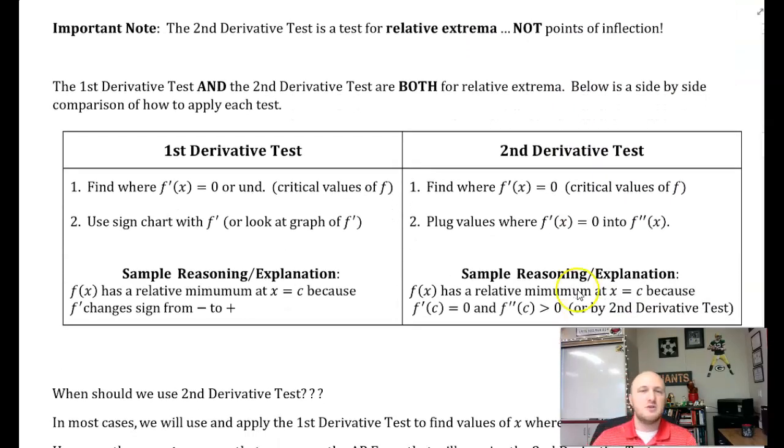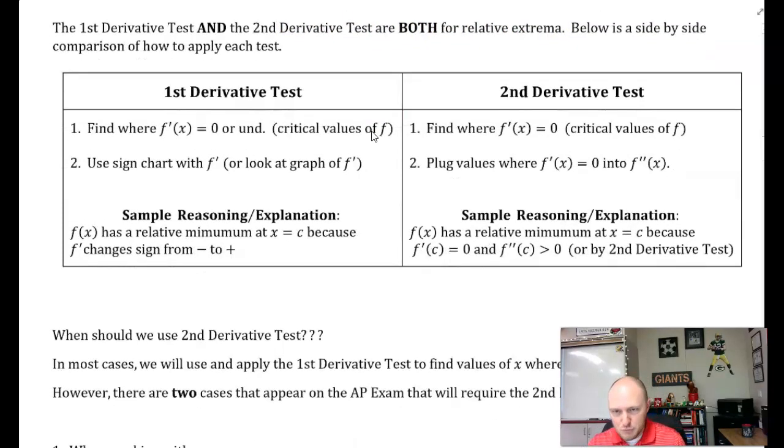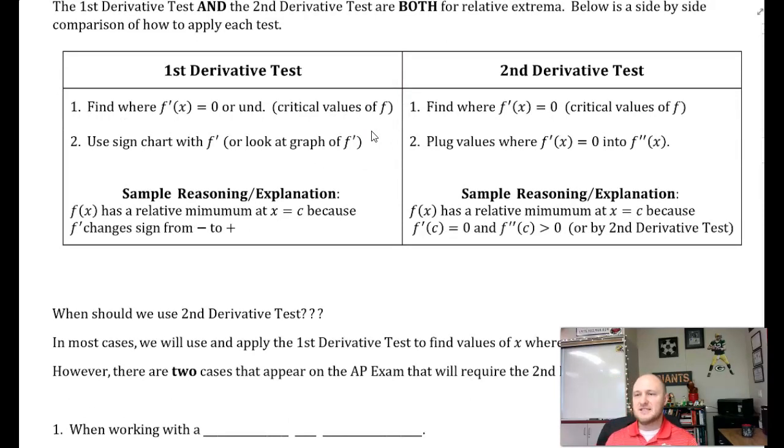Important. The second derivative test does not tell you inflection. It tells you about relative extrema. People often think the first derivative test tells me increasing, decreasing, extrema, so the second derivative test must just tell me concavity and inflection points. No. The second derivative test tells you if you have relative extrema using the critical values from the first derivative test, okay? So you do determine concavity and inflection points using the second derivative, but the second derivative test helps you again with extrema. Here they are side by side, okay?